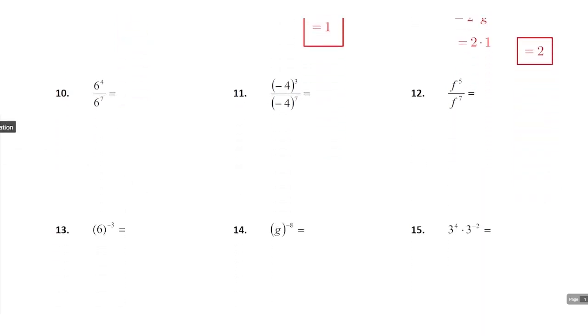Number 10, we've got 6 to the 4th divided by 6 to the 7th. So that would be 6 to the power of 4 minus 7. 4 minus 7 is negative 3. So we have 6 to the negative 3rd power.